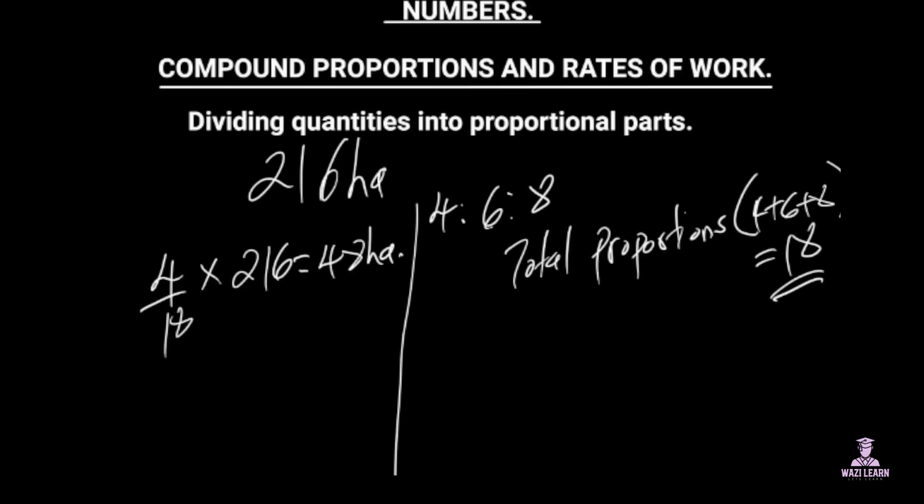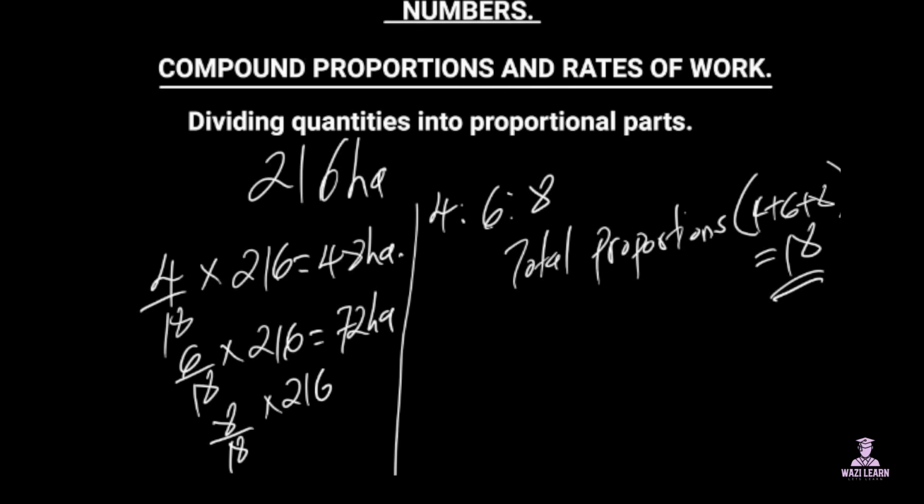Then you take 6 over 18 times 216. This one you'll get 72 hectares. And then you take 8 over 18 times 216. You'll get 96 hectares. So when you add all of this, you'll find that your answer is 216 hectares. Otherwise, when you don't get 216, make sure you confirm your working.